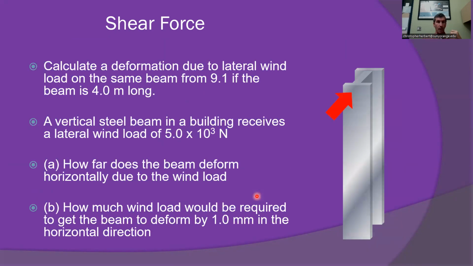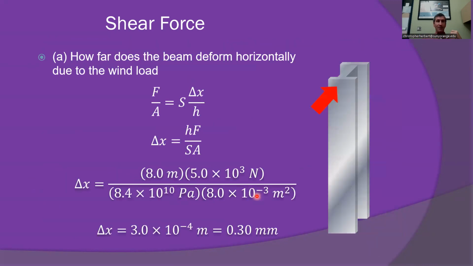Okay. How far does a beam deform due to the wind load? Okay, that's the next slide. Here we're calculating for delta x instead of for F. Sorry, I'm doing this backwards. But here we know the height of the beam. We know how much force we're going to place on it. We know the shear stress. We know the area. We simply solve for delta x here. And under a wind load of 5,000 newtons, that beam will only move about 300 microns, about a third of a millimeter.